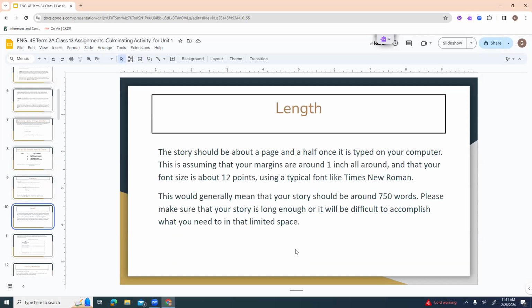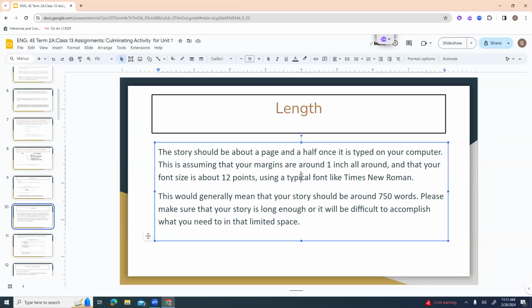Length. Like I said, a page and a half once it's typed on your computer. It's hard to translate that into how much it would be handwritten because everybody writes at different sizes. For the computer printout, it's assuming that your margins are 1 inch and your font size is around 12 points, which is typical, using a typical font like Times New Roman. I forget what I'm using right now, probably Calibri or Arial. Those will work too. Generally, this would mean your story is around 750 words.